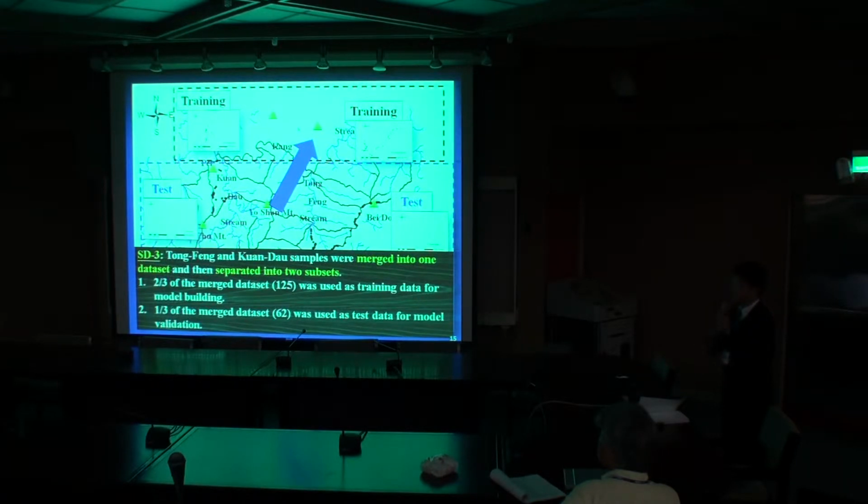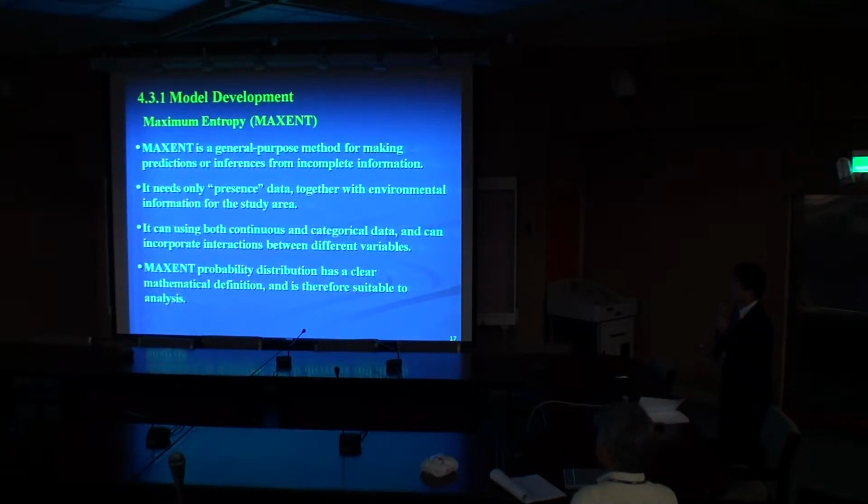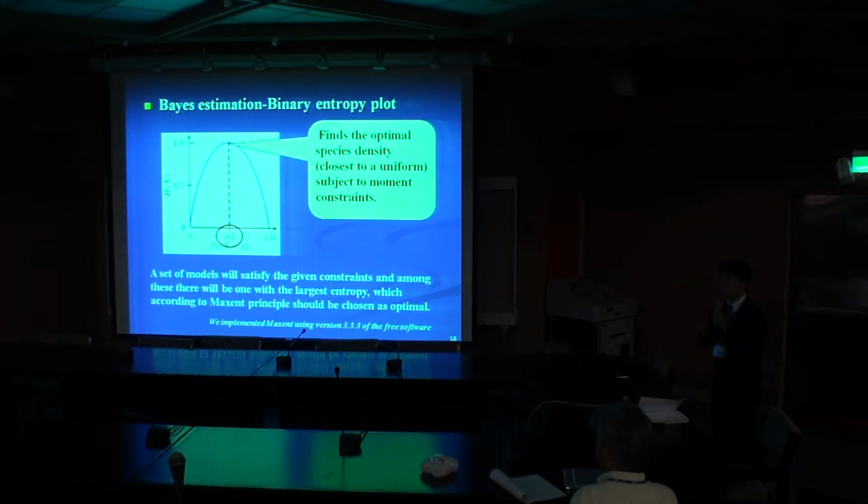That's the SD3 idea. Integrating this data, we input our two prediction models to calculate the parameter. The first one, maximum entropy, is a new promising model. Its idea is using the entropy principle. We set a model that satisfies the given constraints, and among those there will be one with the largest entropy, which, according to the maximum entropy principle, should be chosen as the optimal, and we are approaching our real condition. So that idea is very good.